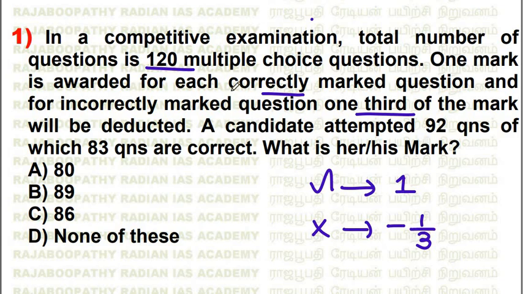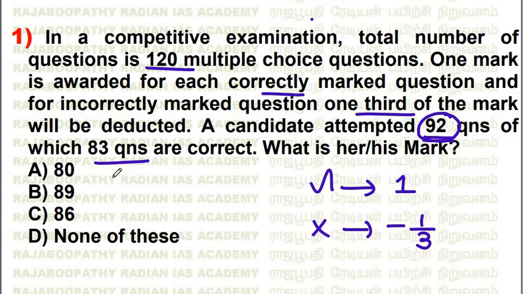A candidate attempted 92 questions out of 120 questions. Of 92 questions, 83 questions are correct. So, what is his or her mark? That is the question. Now, 92 questions attempted. Of 92, 83 questions are correct. So, what is his or her mark?